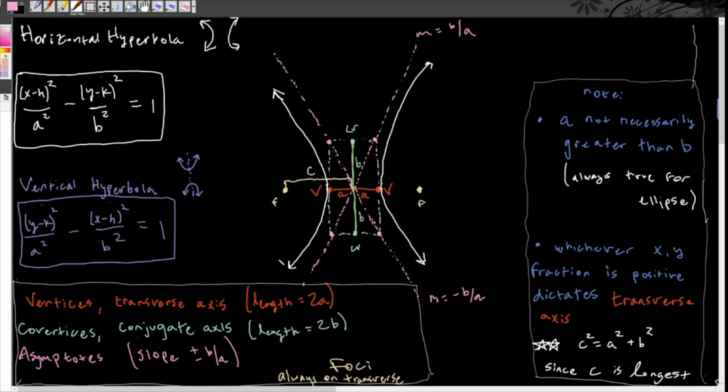And just like for an ellipse, the foci were always on the major axis, the foci are always on the transverse axis. They have to be inside the curve. Notice here in yellow.